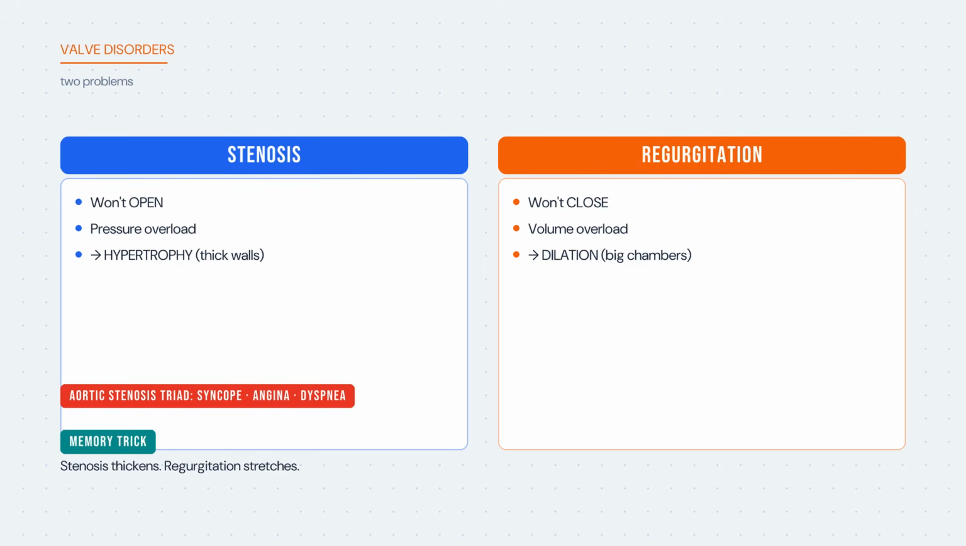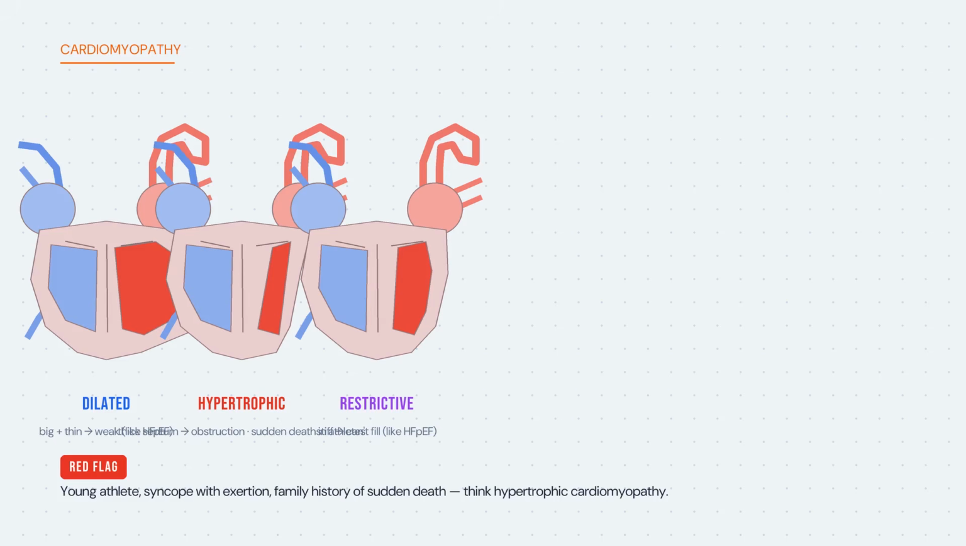Stenosis causes pressure overload and thick walls. Regurgitation causes volume overload and big chambers. Aortic stenosis is the one to know by name because of its triad: syncope, angina, and shortness of breath on exertion. Stenosis thickens. Regurgitation stretches.